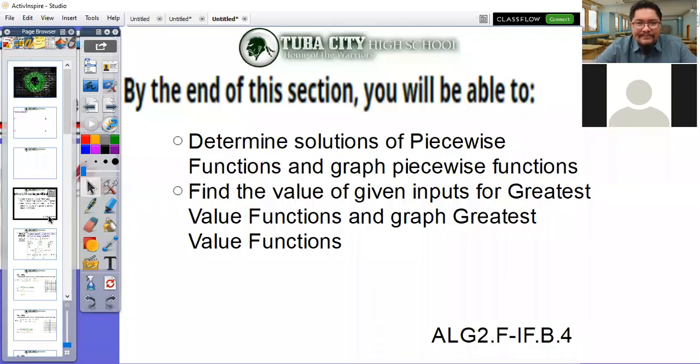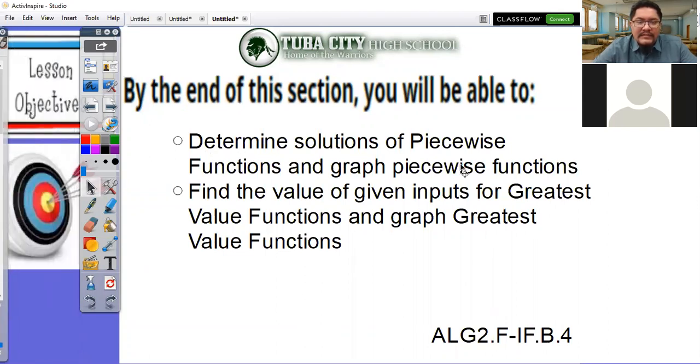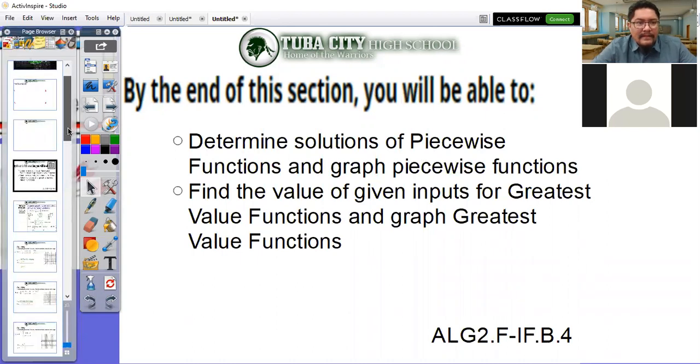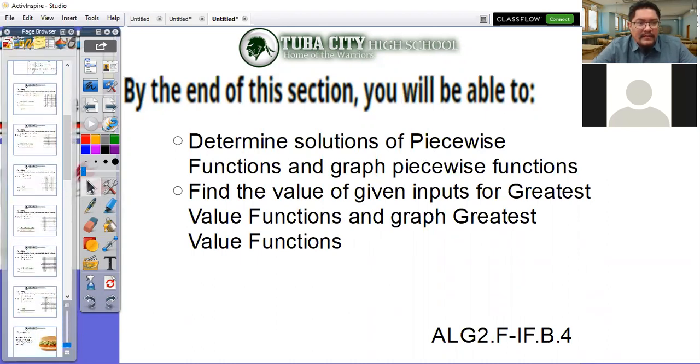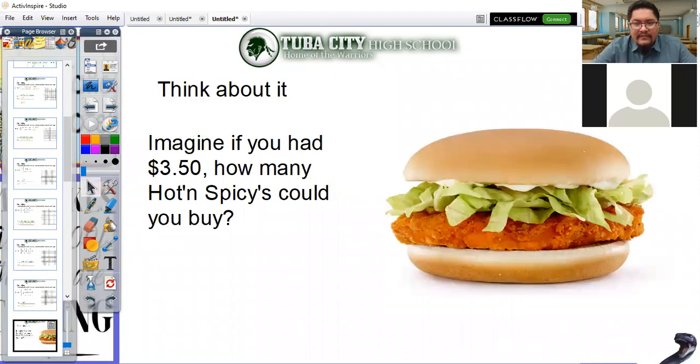So let's see. Now, yesterday we covered this part here, that determined the solutions of piecewise functions and graphing piecewise functions. For today, we're going to do this second objective, so that is to find the value of the given inputs for greatest value functions and graphing greatest value functions. So let's move on over there, and this is where we last left off.